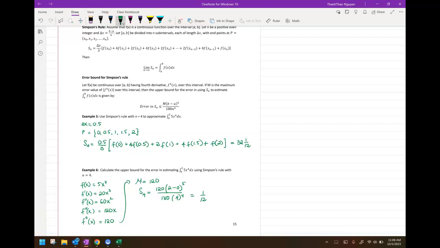So let's take a look at what is the actual value of this integral. Well, the actual value of this integral is the integral from 0 to 2 of 5x to the 4 dx, right? So this is x to the 5th evaluated from 0 to 2. This is 32. So as you can see, comparing this value, 32 and 1/12, and this value, 32, the error is actually 1/12. So it checks out.